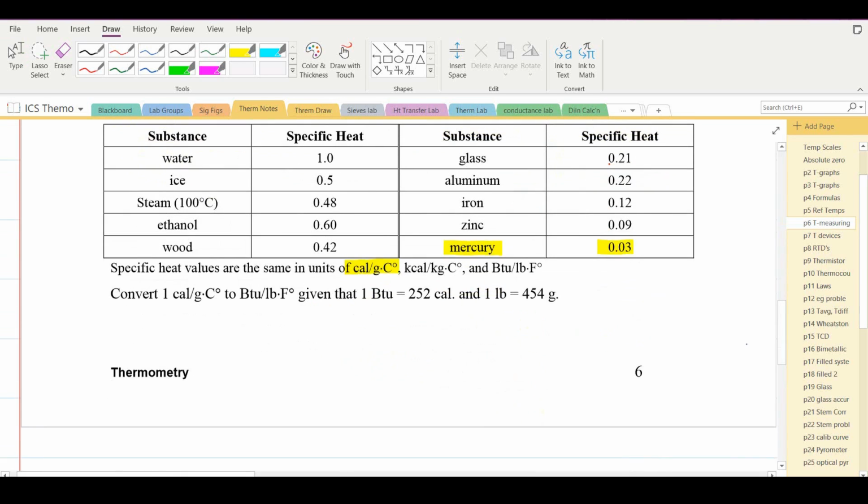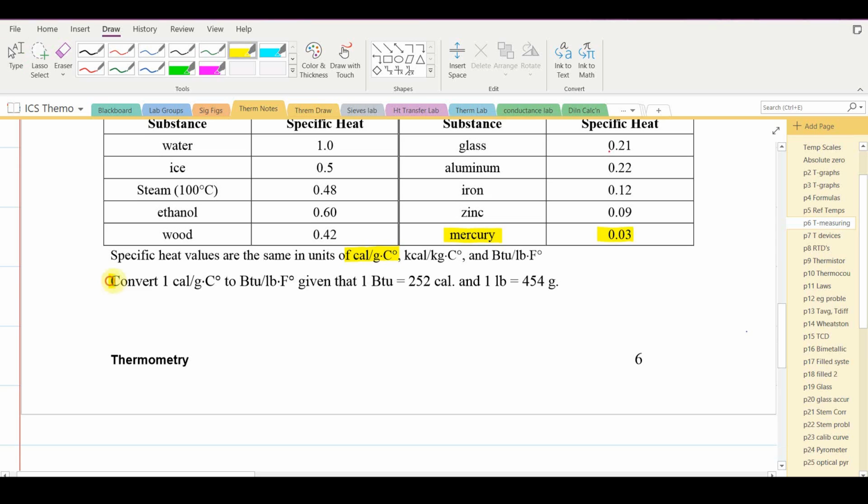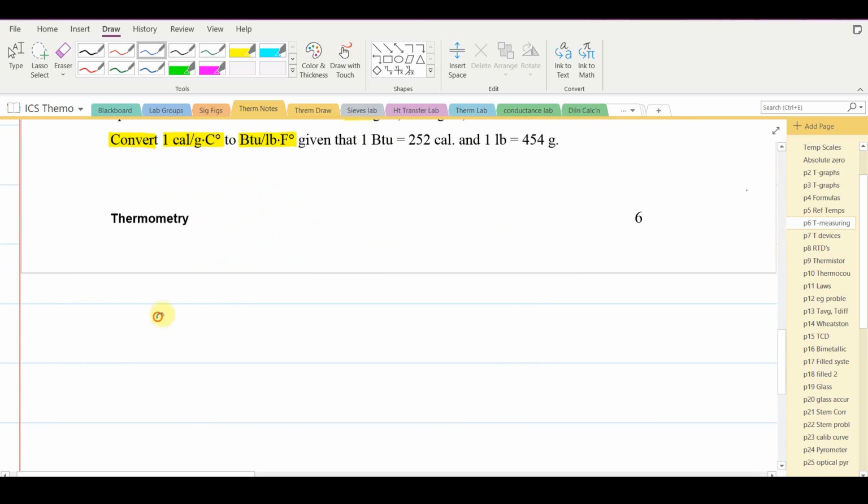Now I have a short exercise here. I'm asking you to convert 1 calorie per gram Celsius degree heat capacity to a different set of units, BTUs per pound Fahrenheit degree, given that 1 BTU is 252 calories and 1 pound is 454 grams. So let's do that. How many BTUs per pound Fahrenheit degree is equal to 1 calorie per gram Celsius degree?